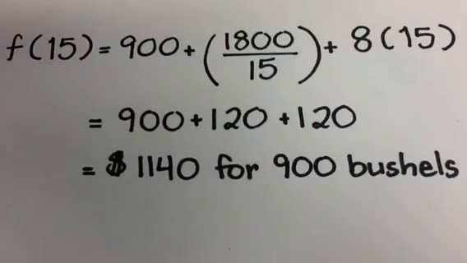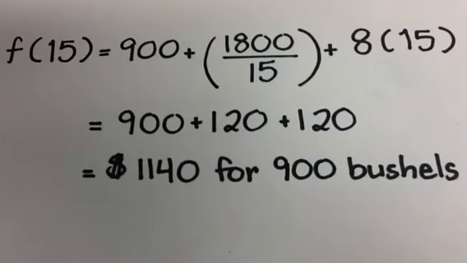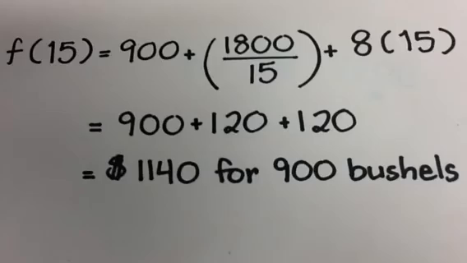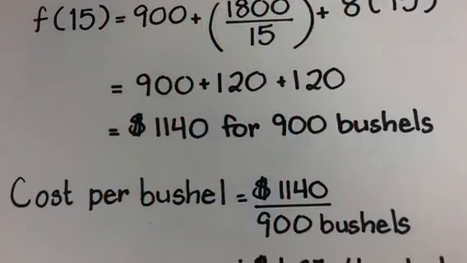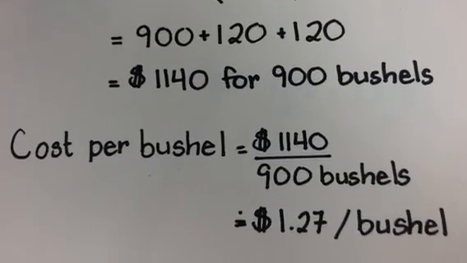In order to find the cost per bushel, you would take x equals 15 and plug it back into the original function and then divide it by 900, because the cost function gives the total cost of picking all 900 bushels and not just the individual one. So how much is each one going to cost? To find the cost per bushel, you take the total and divide by 900. This comes to about $1.27 per bushel.